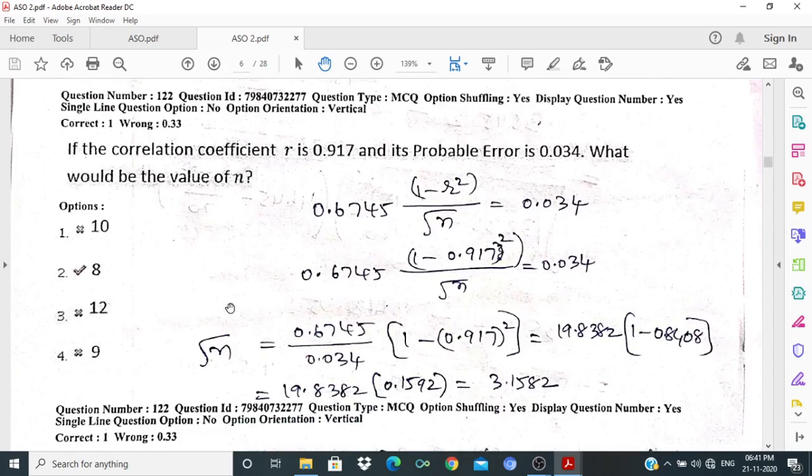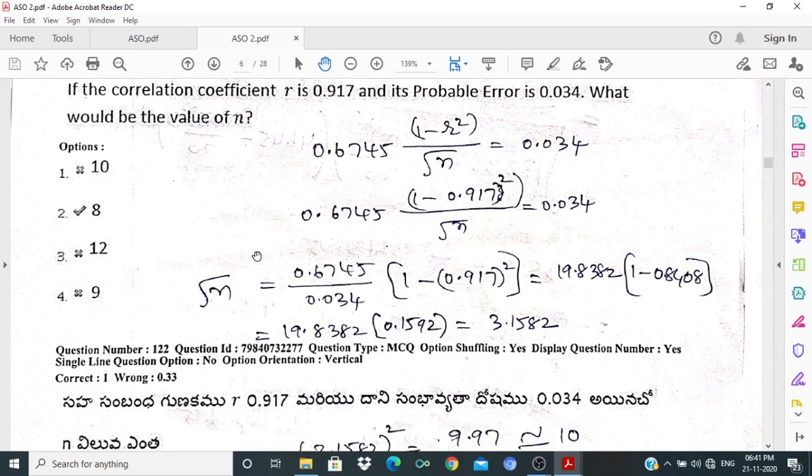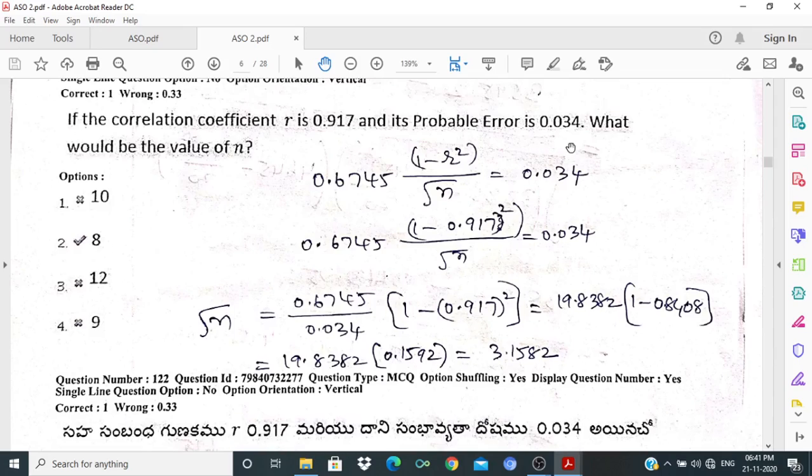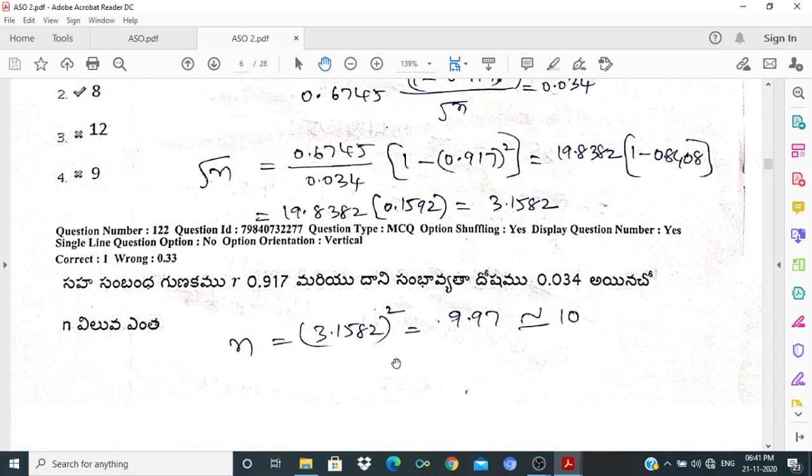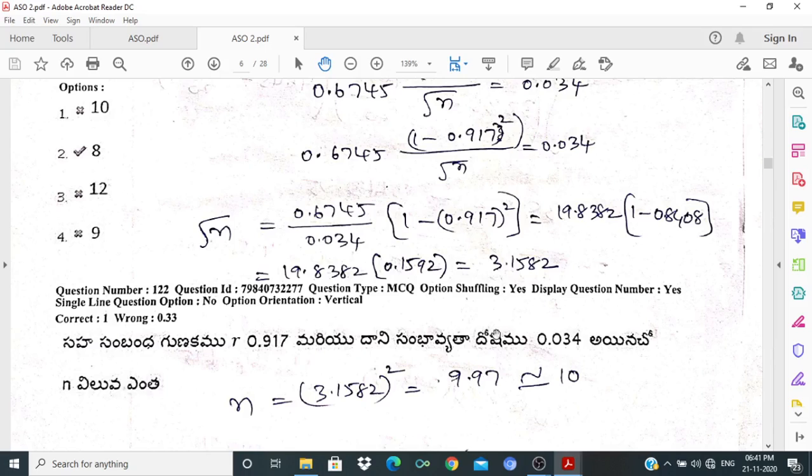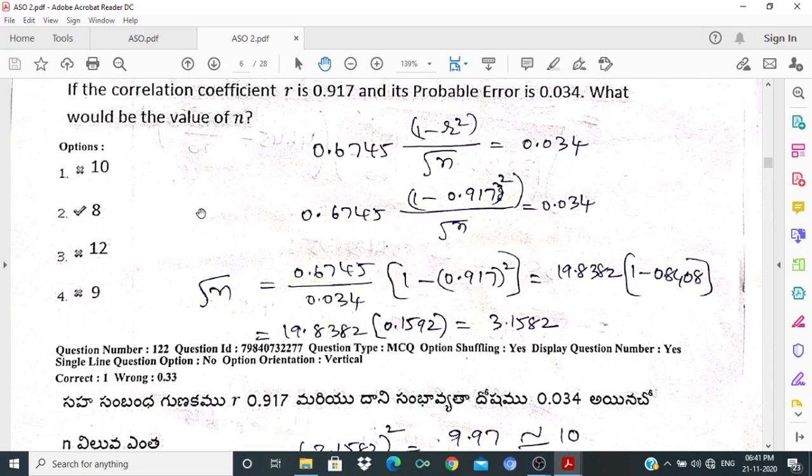If the correlation coefficient r is 0.917, then its probable error is 0.034. What would be the value of n? This is the formula for probable error. Probable error is given as 0.034. From this we can find n. N is equal to 9.97. It is approximately equal to 10, but they have given 8. Please check it once.